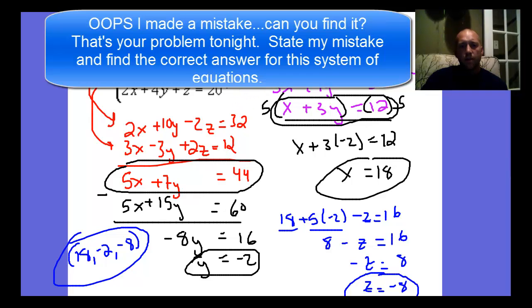So they're a doozy of a problem. They're not easy. They're pretty complicated, but we'll give it a shot tomorrow.